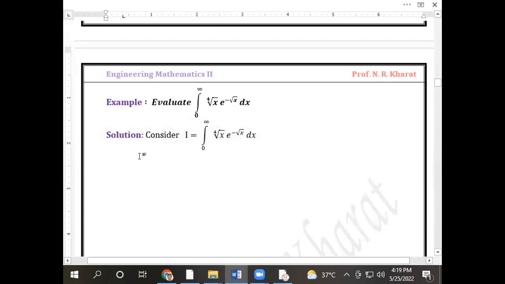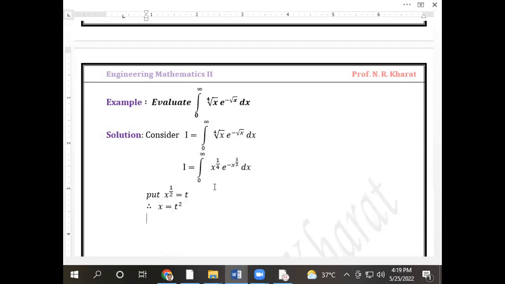So we have to convert the root x term. We know that root x can be expressed with a 1 by 2 index. So we put x to the power 1 by 2 equal to t. Then squaring on both sides, x equals t square.